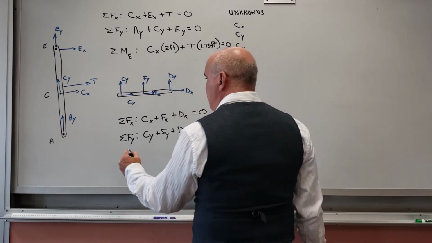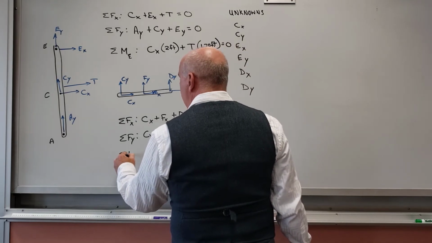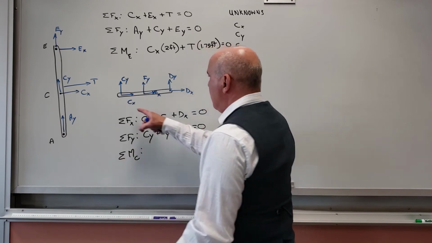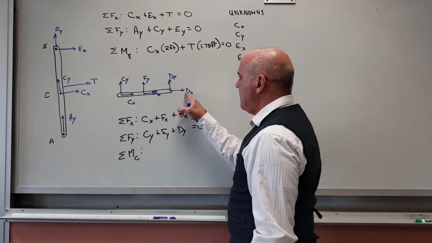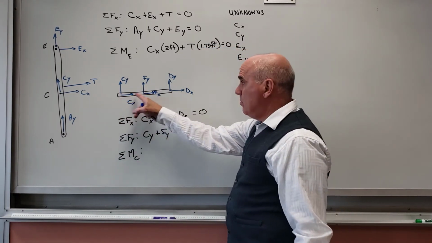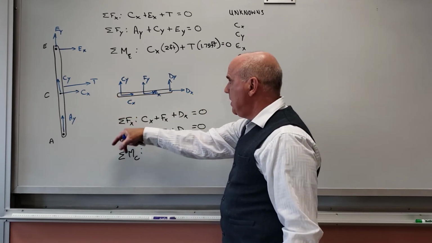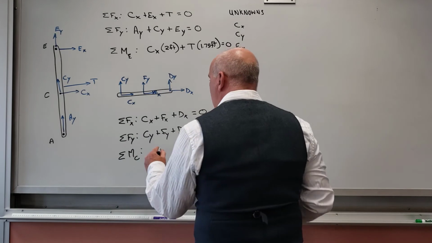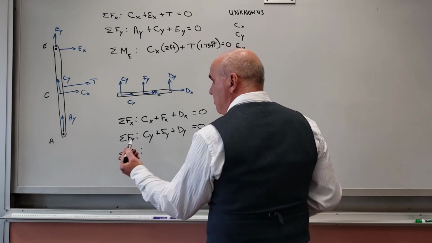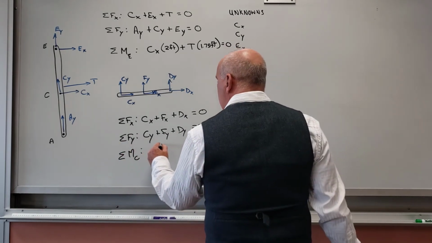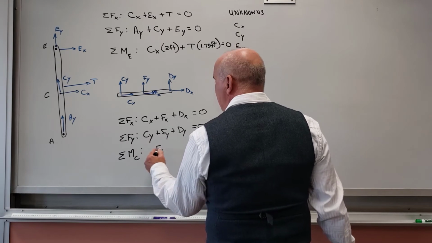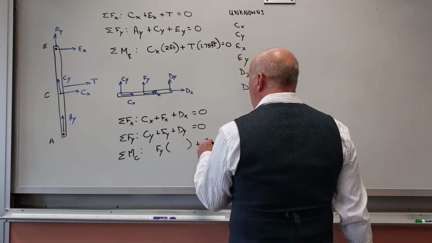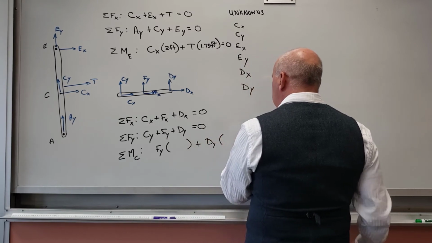And then I can do the sum of the moments, and I'll do the sum of the moments around C. CX, FX, and DX all go away. They apply no moments because the line of action goes through C. CY is at the point of interest here. So I have FY and DY. They're both positive, which means one of them's wrong, and that's fine. So FY, but I know what FY is, times this distance, plus DY times this distance equals 0.